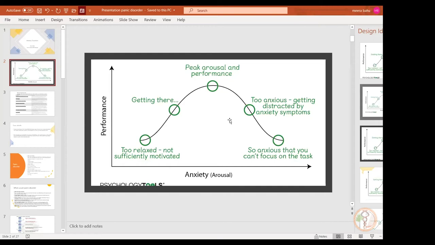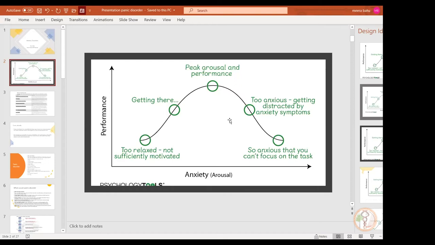And then becoming too anxious and getting distracted by anxiety symptoms, that is when arousal is high. You can see that on one part the arrow is where arousal is higher, whereas the other part is where performance is higher. When people are getting too anxious, getting distracted by anxiety symptoms, because anxiety becomes prominent, then you can't focus on the task. When the arousal is absolutely high, we lose focus. We cannot focus on the task. Does that make sense, this graph? Yeah? So it's about how anxiety goes from the too relaxed state to where anxiety is quite high, and we looked at the performance as a result of that.